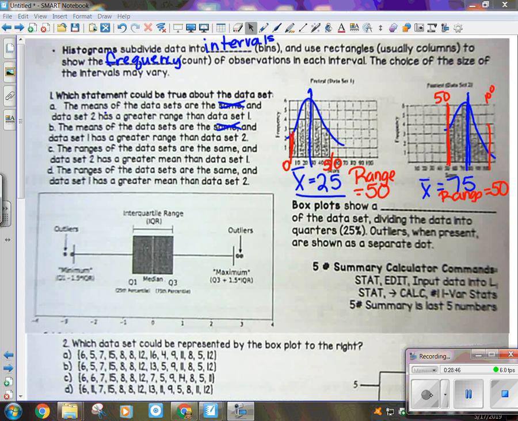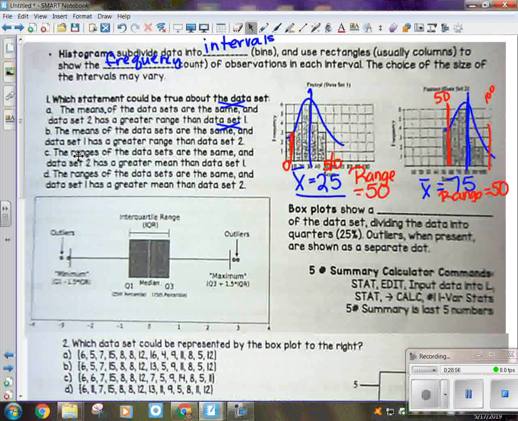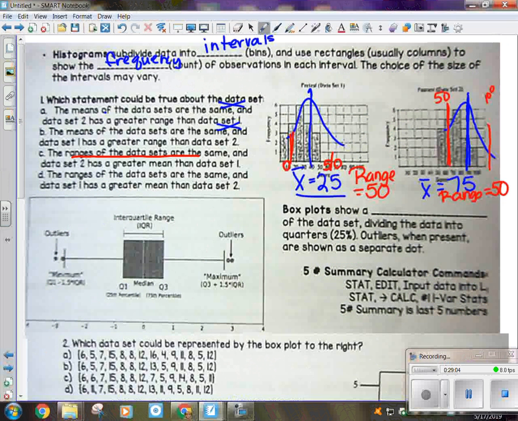All right. So A and B I crossed out because the data sets were not the same mean. The ranges are the same. Ooh, I like that one. Oops, I hate it when I do that. So let me re-engage my pen. The ranges of the data sets are the same. That's true. D, the data set 2 has the greater mean than data set 1. Well, data set 2 does have 75. Data set 1 just has 25. So I believe C is definitely correct. Set 1 does not have the greater mean.